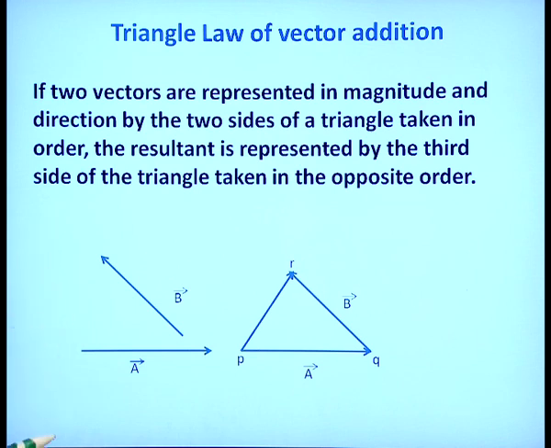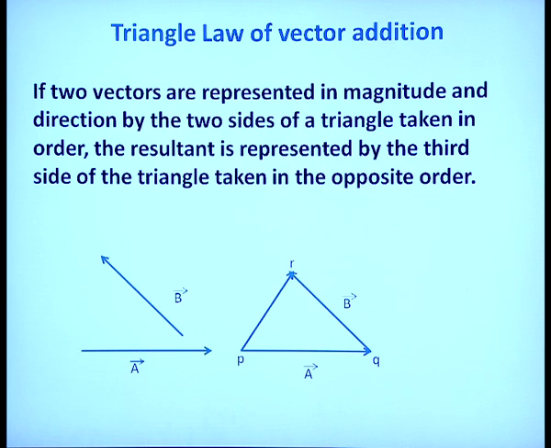So, we can represent any vector by the translation of the vector in the same direction. Vector A and the side PQ are parallel to each other and the same in length. Similarly, vector B is represented by the side QR, which is the same in length and parallel to vector B. So, PQ is represented as vector A and QR is represented as vector B.